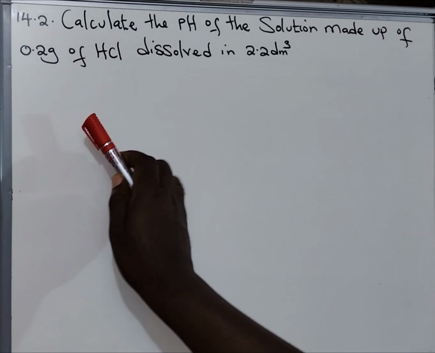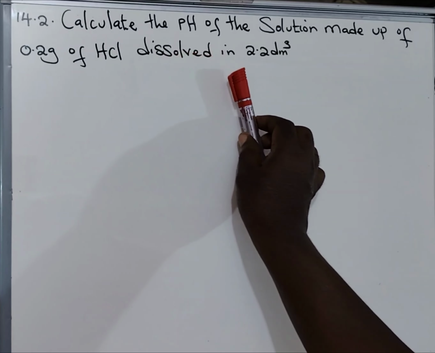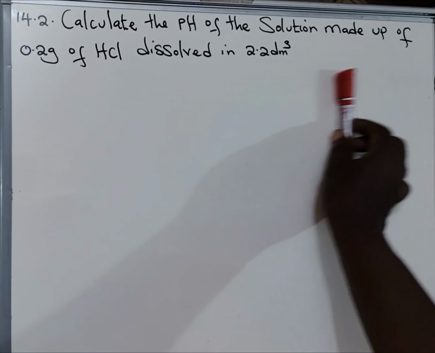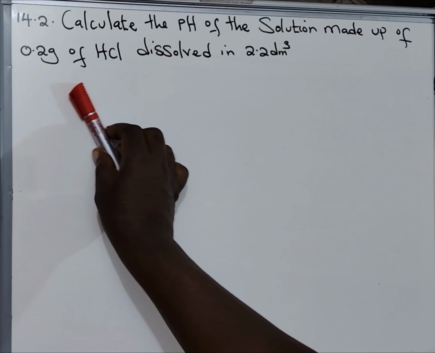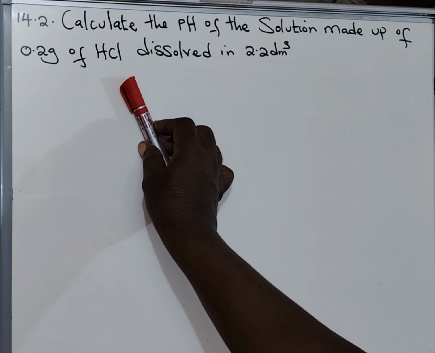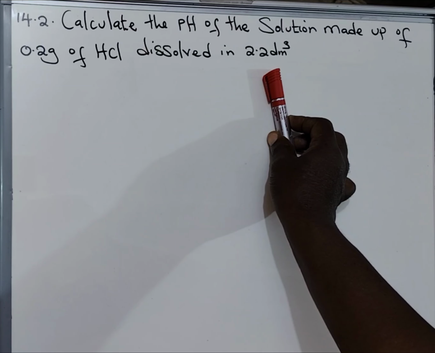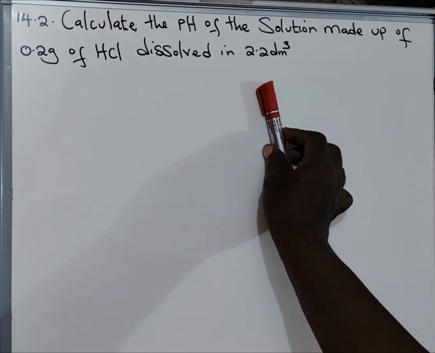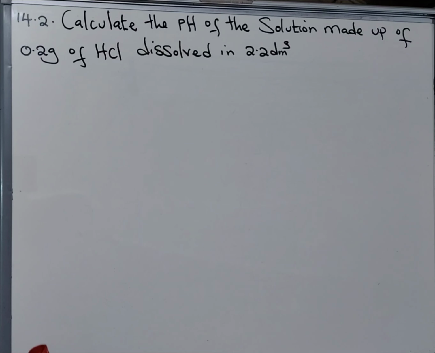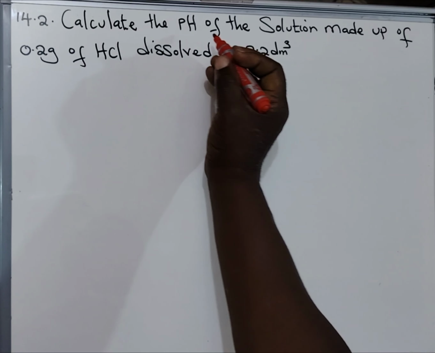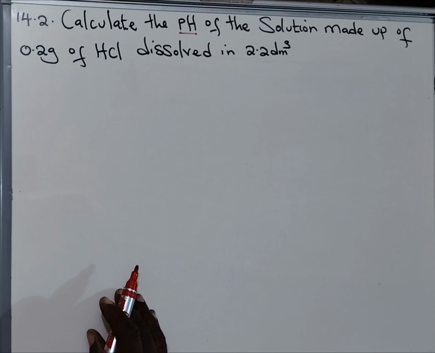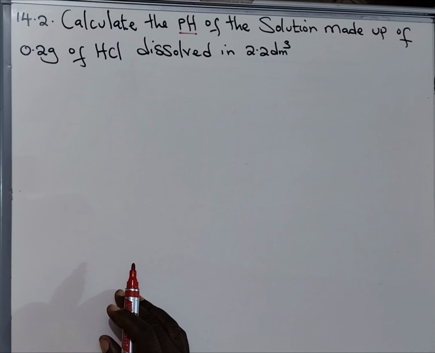Then comes this question. It says, calculate the pH of the solution made up of 0.2 grams of hydrochloric acid dissolved in 2.2 cubic decimeter. How do you go about this? The question is looking for pH. How do you deal with that one?